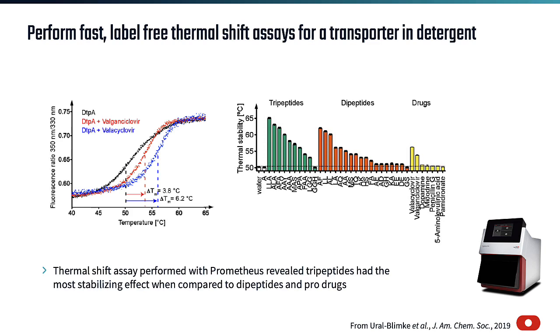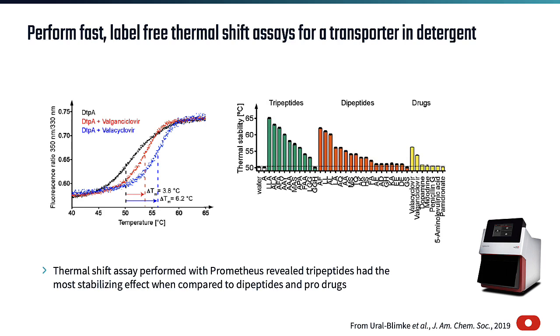So in this first example, you can see how the researchers have got around this issue and performed a label-free thermal shift assay with the Prometheus instrument. That's to screen for possible interactions with a transmembrane transporter in detergent. The Prometheus instrument, what it does is it measures the thermal unfolding of proteins using intrinsic tryptophan and tyrosine fluorescence. And it's compatible with any buffers or detergents.